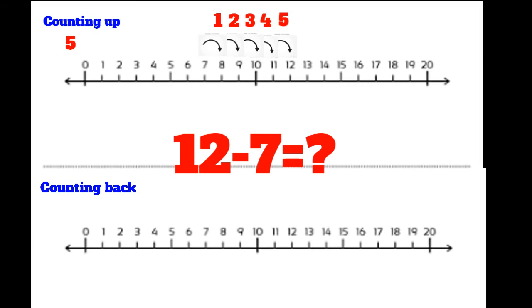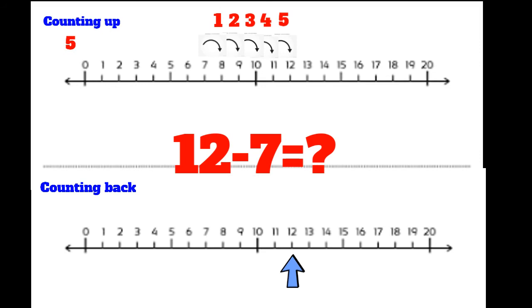Now I'm going to keep this counting up number line posted on the top of the screen here, and I don't want you to get confused. I'm going to leave that there just so when we're done counting back, we can compare the two to see which one was easier. So now let's count back. Remember, when we count back, we're going to start with the larger number, and we're going to take away 7 hops. So we're going to start at 12 and count back 7.